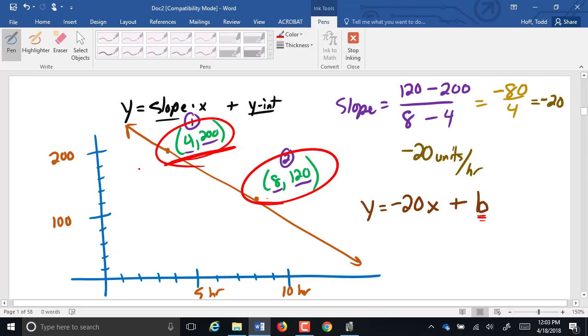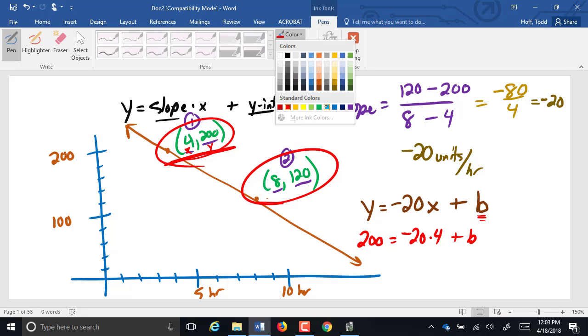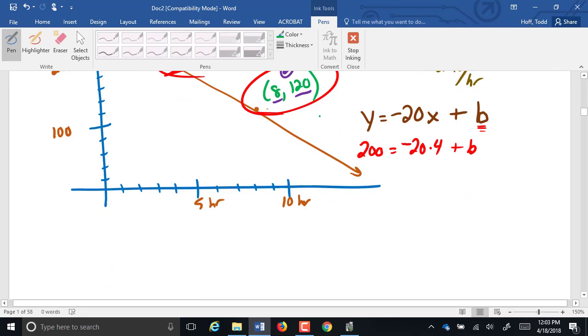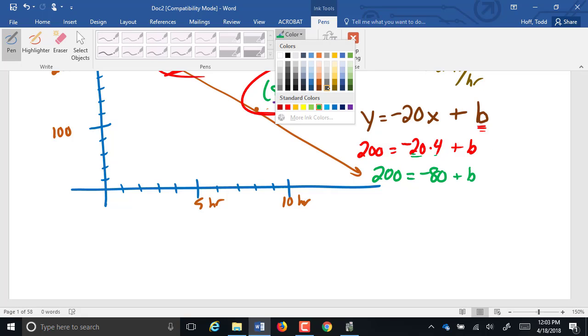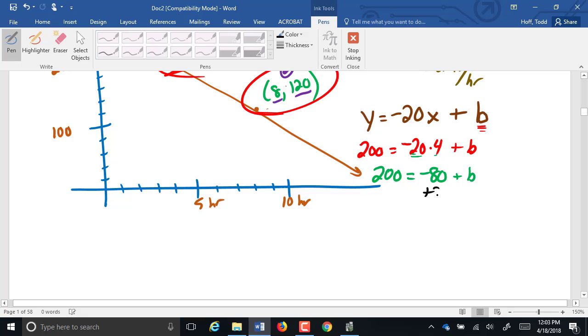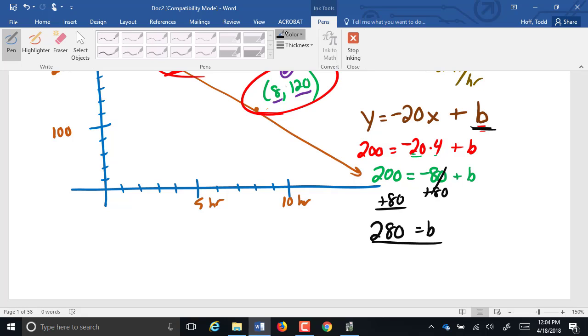We can solve for that y-intercept by using either of these 2 points. Let's use this first one. So that's saying x is 4 when y is 200. So we put 200 in here for y, and 4 in where the x is. So now we're going to solve for b. Combining negative 20 times 4 is negative 80. And then we would add 80 to get rid of the negative 80 to get b by itself. So 200 plus 80 is 280. So b equals 280. That y-intercept is 280.